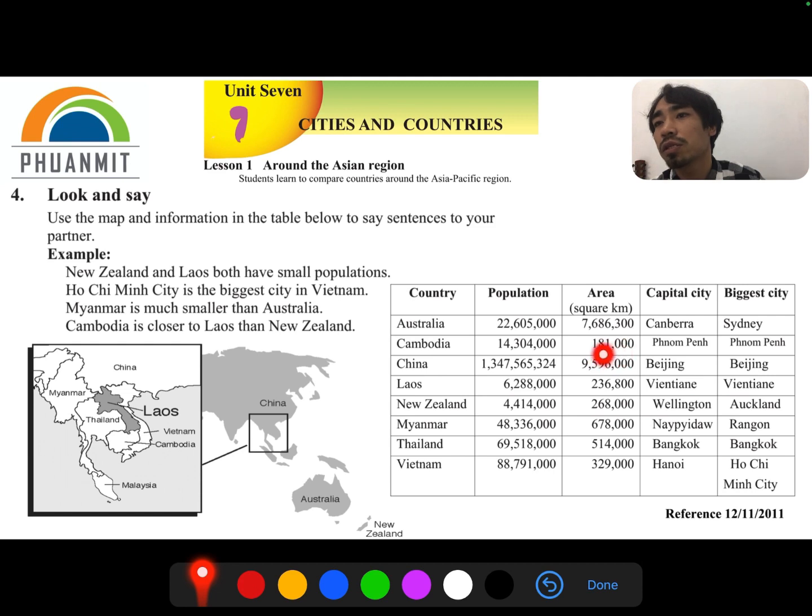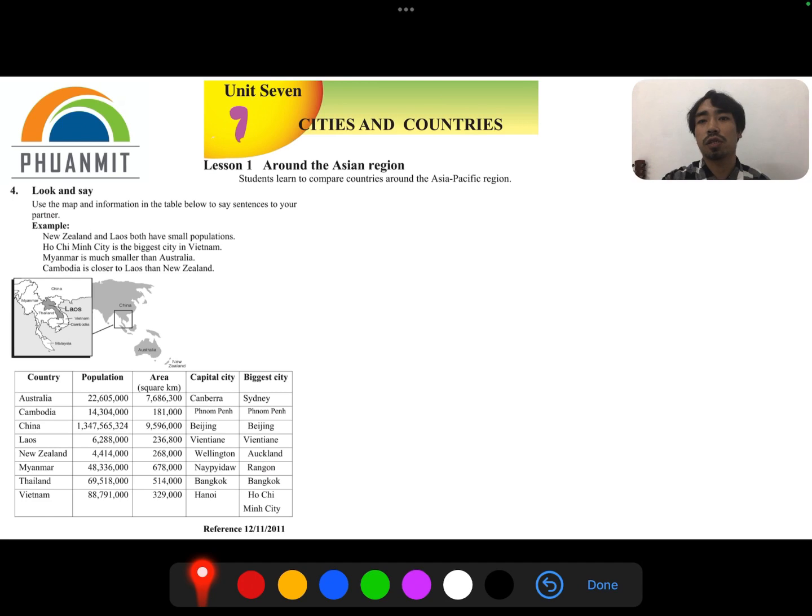Cambodia is 181,000 square kilometers, right? Thailand, how much? 514,000 square kilometers. So which country is bigger? Thailand. So you say Thailand is bigger than Cambodia, right? Thailand is bigger than Cambodia. Okay, we'll do more exercises here.